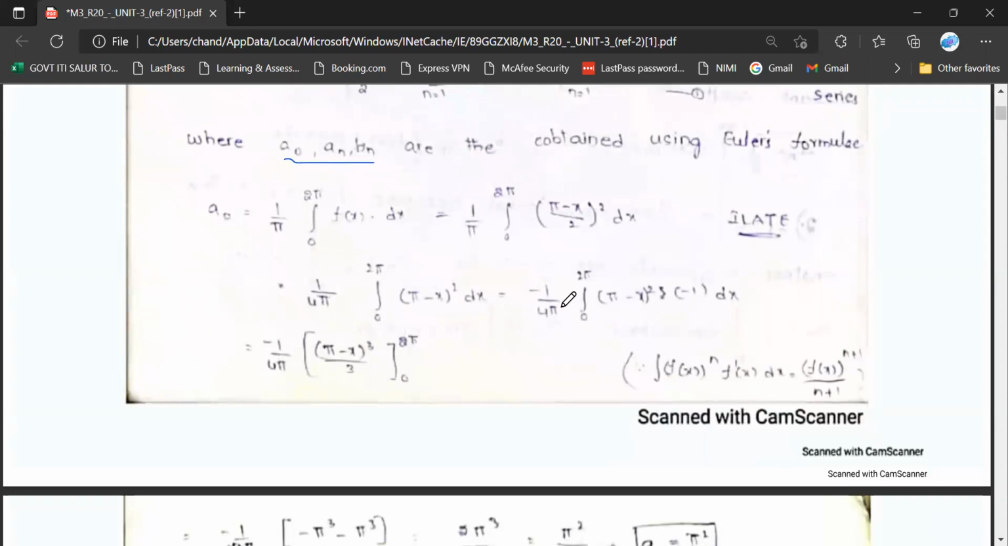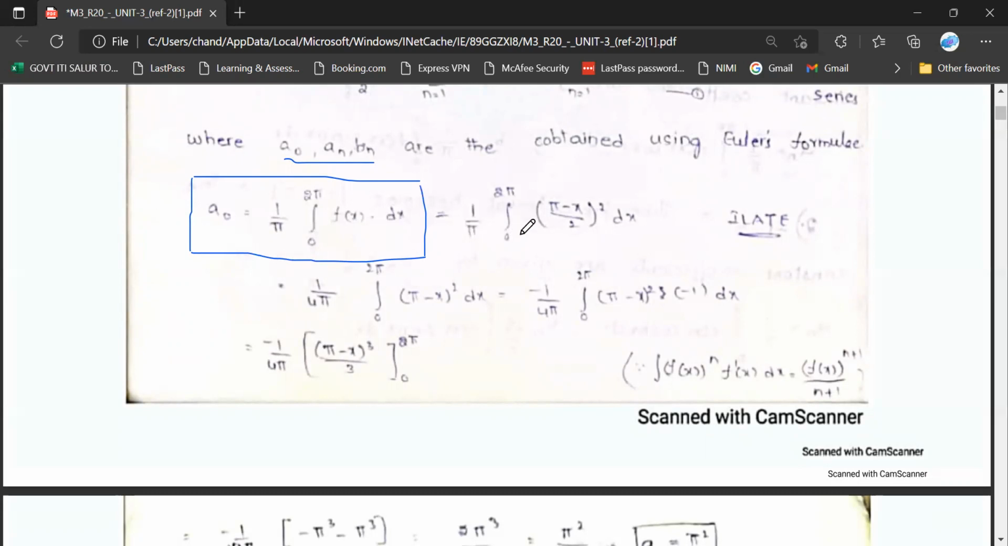By using Euler's formula, first we use the a naught formula. Here it is the most important formula for finding the value of a naught. So a naught is equal to 1 by pi integration of f of x dx. Here we should remember the limits used in the integration. It is from 0 to 2 pi.